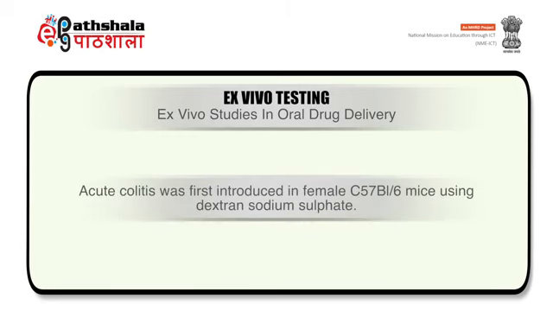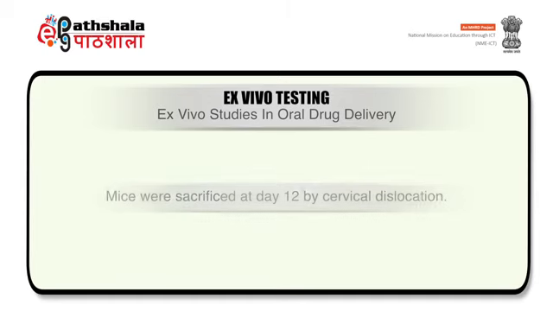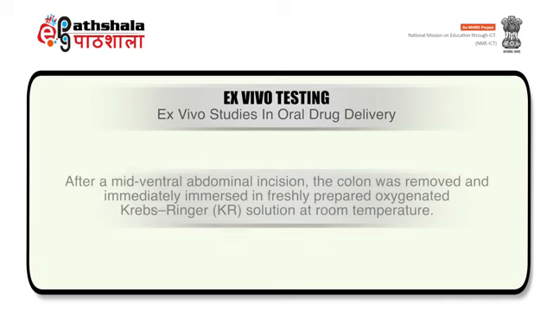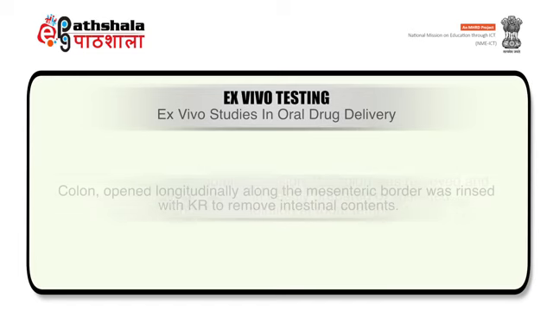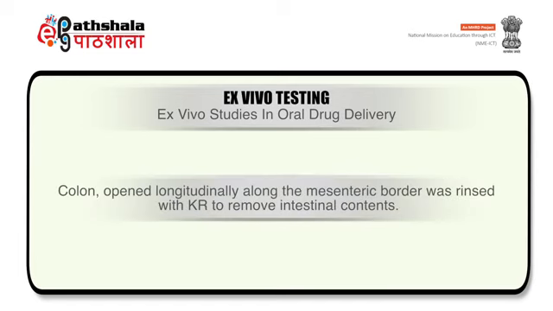Acute colitis was first induced in female mice using dextran sodium sulfate. Mice were sacrificed at day 12 by cervical dislocation. After that, a mid-ventral abdominal incision was made. The colon was removed and immediately immersed in freshly prepared oxygenated Krebs-Ringer solution at room temperature. The colon was opened longitudinally along the mesenteric border and rinsed with KR solution to remove the intestinal contents.